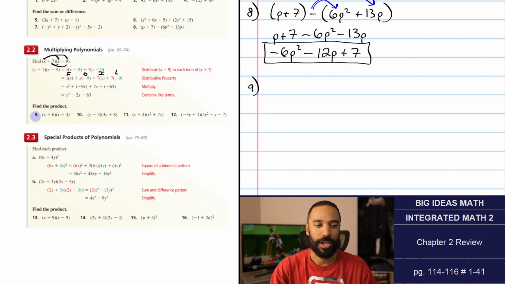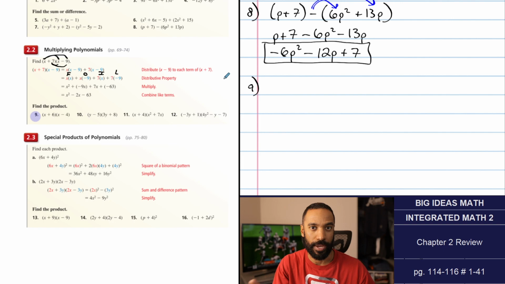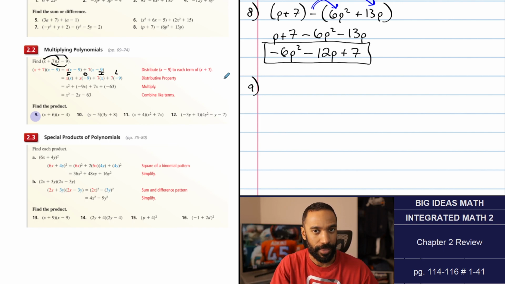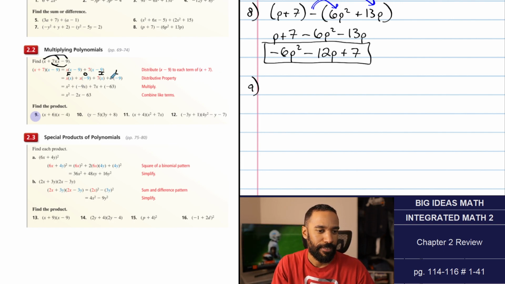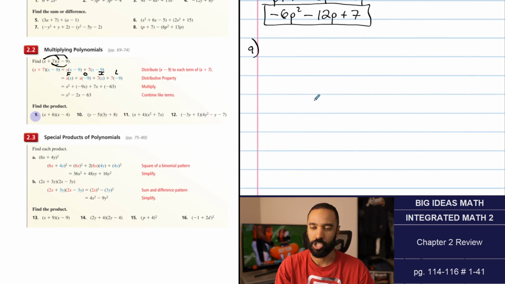So that's that FOIL concept, and x times x is x squared. Any x's that multiply together raise the degree. Not that add, but that multiply. Negative 9x comes here, 7x, and negative 63. And then you get to combine the two middle terms, leave it in standard form, or get it in standard form if it wasn't there. That's just but one example.